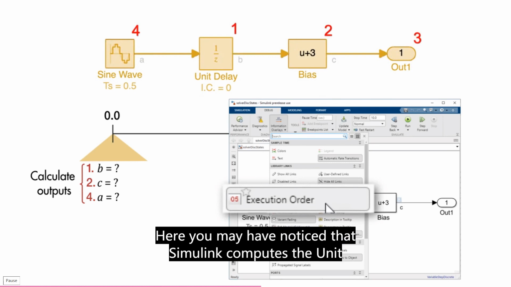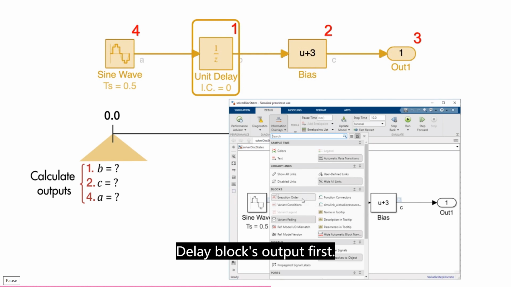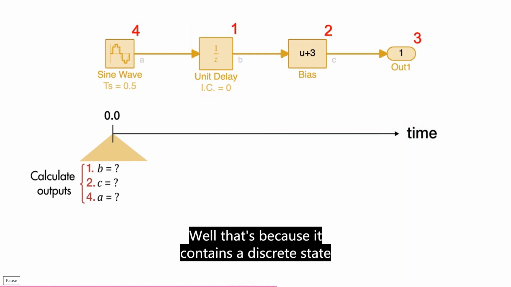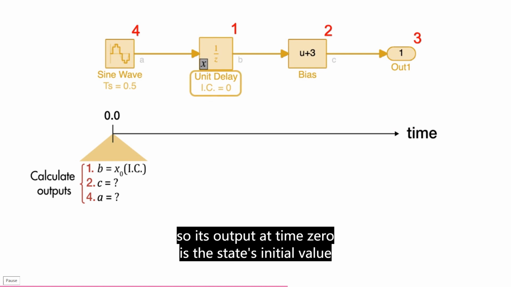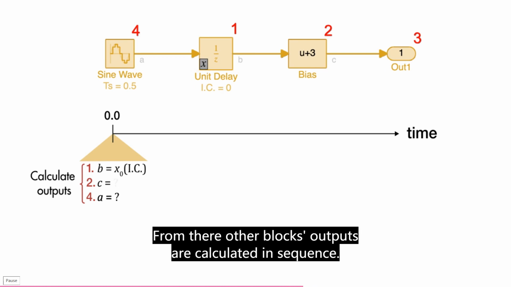Here, you may have noticed that Simulink computes the unit delay block's output first. Well, that's because it contains a discrete state. So its output at time 0 is the state's initial value and doesn't depend on any other blocks. From there, other blocks' outputs are calculated in sequence.